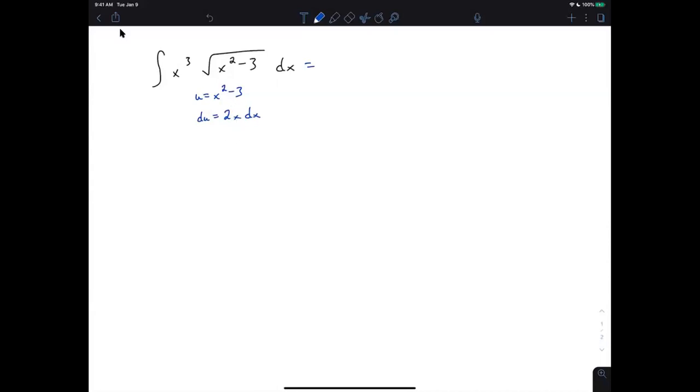So I'm going to get the x from this x cubed. I'm going to move the x over next to the dx. And so there's 3 of them there, which means I'm going to have 2 left. And I get it set up like that. Does that make sense to everybody?